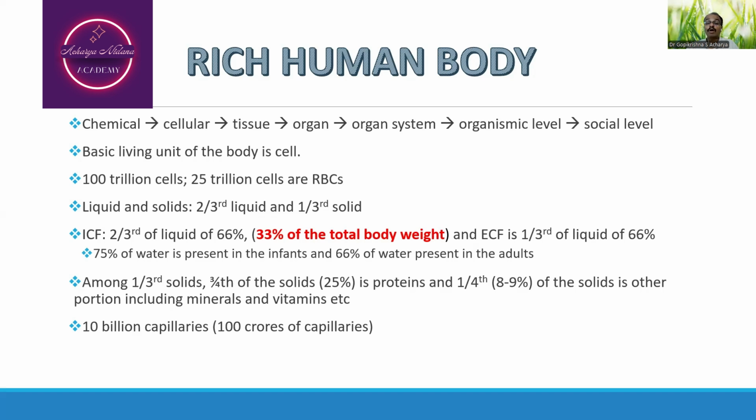Whereas the remaining one-fourth of the solids, that is 8 to 9%, are other portions, including minerals, vitamins, etc. And further, the human body is composed of 10 billion capillaries. 10 billion capillaries in the sense that 100 crores of capillaries are present in the human body. Now see the richness of the human body.